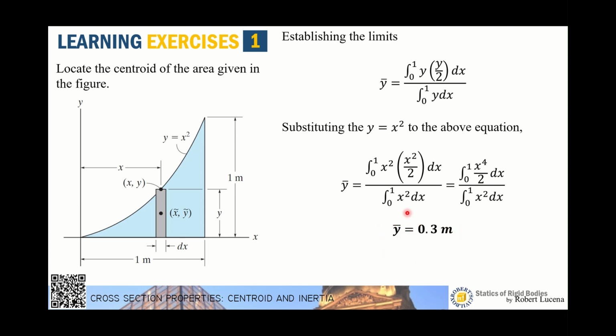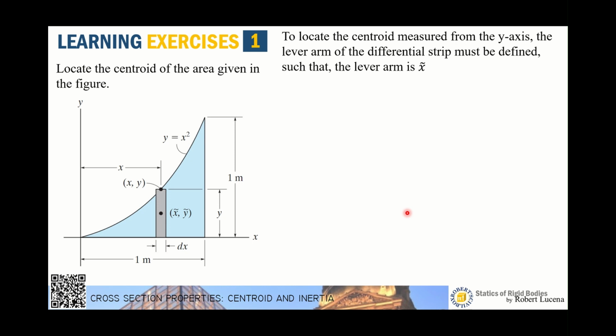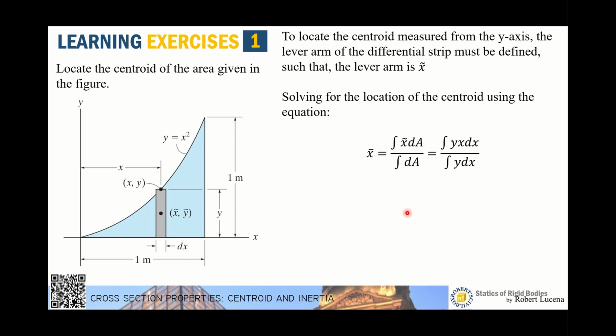Now, the same manner can be used to attain the location of a centroid measured from the y-axis. This time we'll be using the first moment of area about the y-axis. That is dA, the area of your differential strip, and the lever arm is x-bar, or equal to x. Since dx is very, very small, you don't have to take into consideration the mid-length of the width.